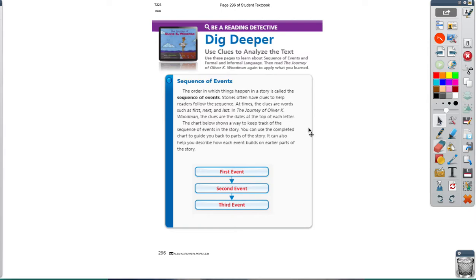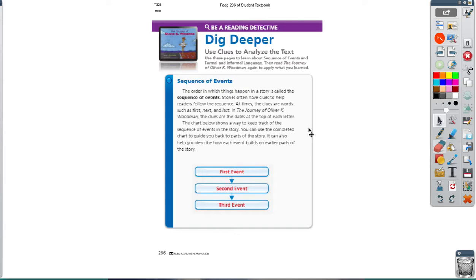The order in which things happen in a story is called the sequence of events. Stories often have clues to help readers follow the sequence. At times, the clues are words such as first, next, and last. In The Journey of Oliver K. Woodman, the clues are the dates at the top of each letter.